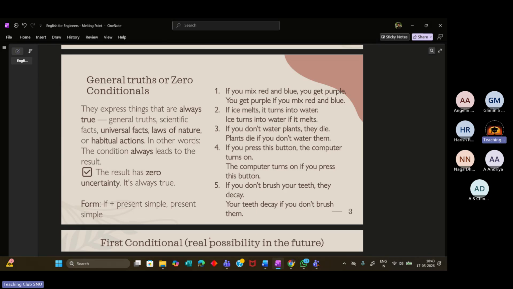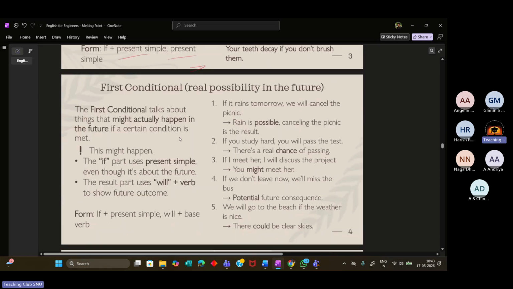The structure is very simple. We just have simple present along with it. Both the condition as well as the result will be in simple present. For example, if you mix red and blue, you get purple. Obviously, it's a fact. So the condition is in simple present, and the result is in simple present. So that's the zero conditional.